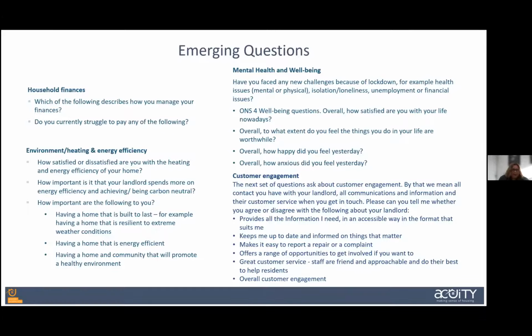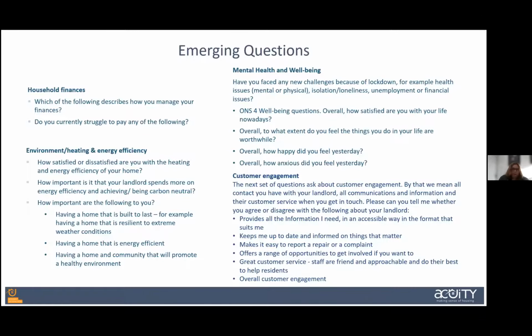Your home's built to last, so it doesn't get swept away in a flood or a gale. They're going to come back more and more. Is it that your home's energy efficient, or that you're part of the community that promotes a healthy environment? So there's a lot more to those questions. They've just been shrunken there, but I think there's some really interesting ones there.